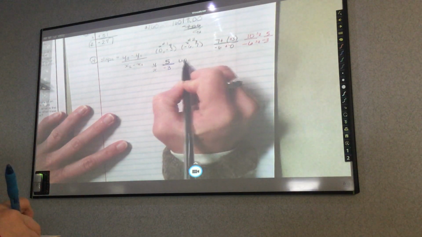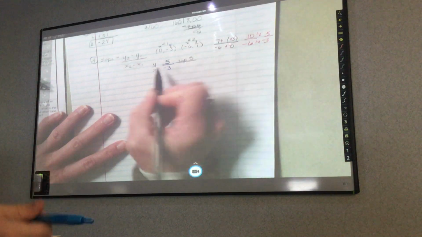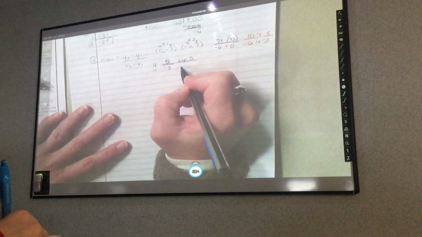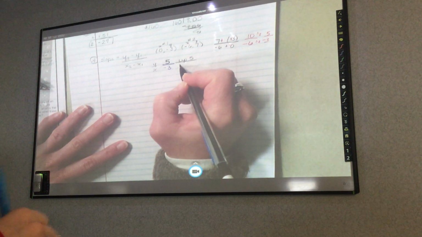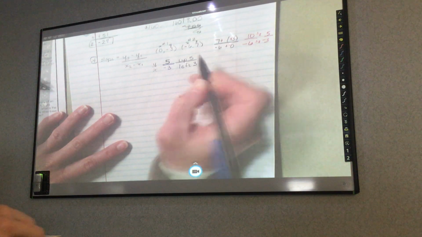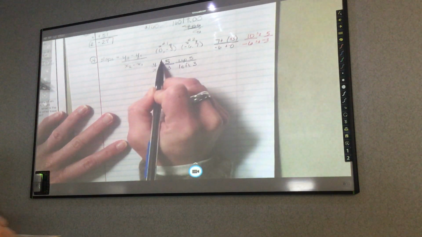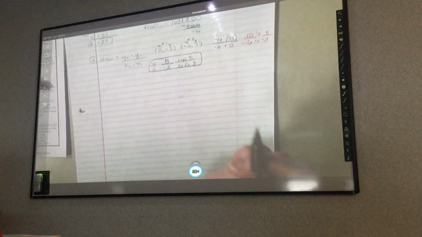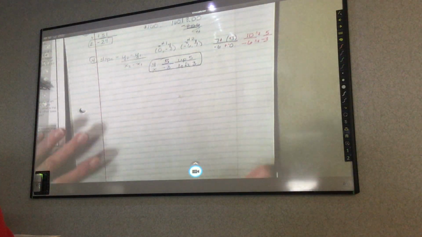Up 5, because this is my y. My y is always up and down. And then a negative 3 would mean it goes left 3. Write that down. This should be part of your answer, all of this. If you don't have it, you need to put it in there.